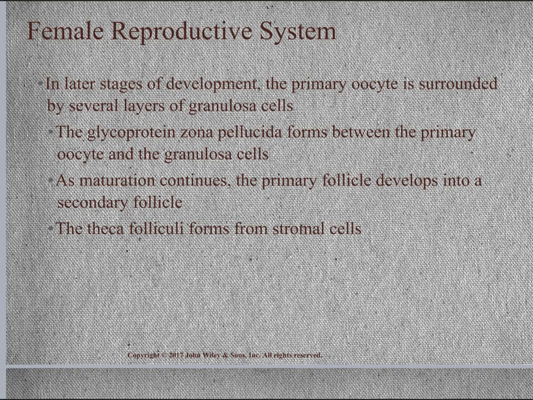Let's focus in on those granulosal cells. In the later stages of development, the primary oocyte is surrounded by several layers of granulosal cells. The glycoprotein zona pellucida forms between the primary oocyte and the granulosal cells. As maturation continues, the primary follicle develops into a secondary follicle. The thecal folliculi forms those stromal cells surrounding the outer portion of those granulosal cells.